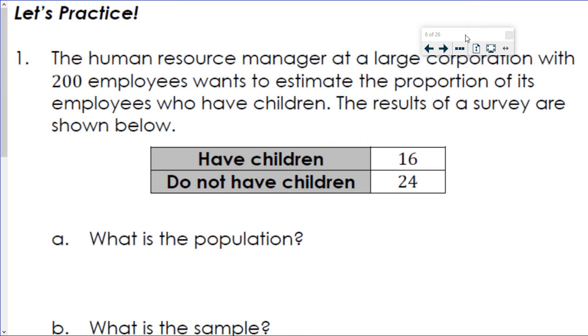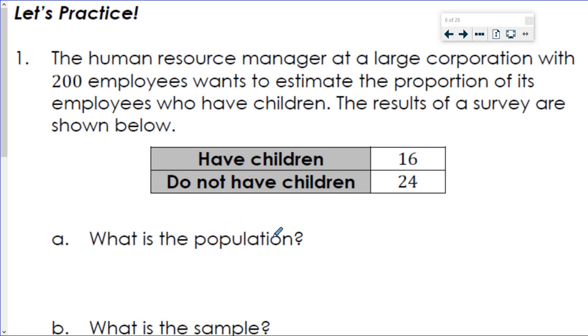All right. So we're going to have a practice little question here. It says, the human resource manager at a large corporation with 200 employees wants to estimate the proportion of its employees who have children. The result of a survey are shown below. So again, guys, this is categorical data. Either the people have children or they do not have children. We're not asking them how many children they have. They either have them or they do not. So they have 200 employees. It appears that they talked to 40 people, all right? 16 of which had children, 24 did not. 16 plus 24 is 40.